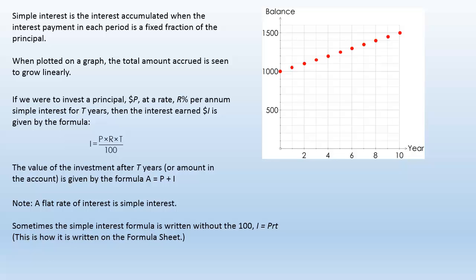Sometimes the simple interest formula is written without the 100, just I = PRT. And in fact, this is how it's written on the formula sheet for this course. So what's happening here is that instead of substituting R as the percentage, you turn it into a decimal first. So you do the R divided by 100 and then put the R in as a decimal.